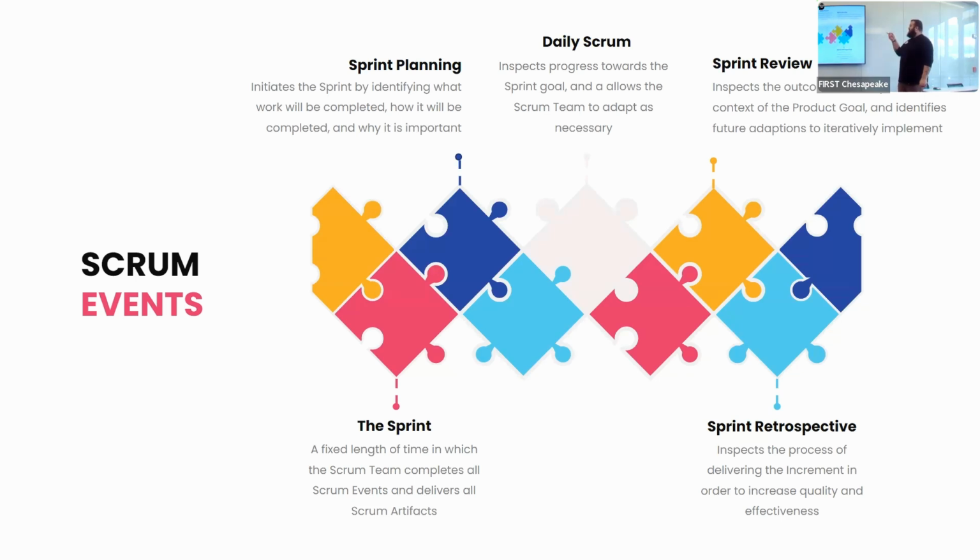Next, we have daily Scrum. That's a communication checkpoint on a day-to-day basis. If we're working on longer teams, I know my team personally, we typically meet twice a day in a daily Scrum, usually once in the morning and then once around mid-afternoon. But that's where we really inspect progress towards our sprint goal, and it allows the Scrum team to adapt as necessary.